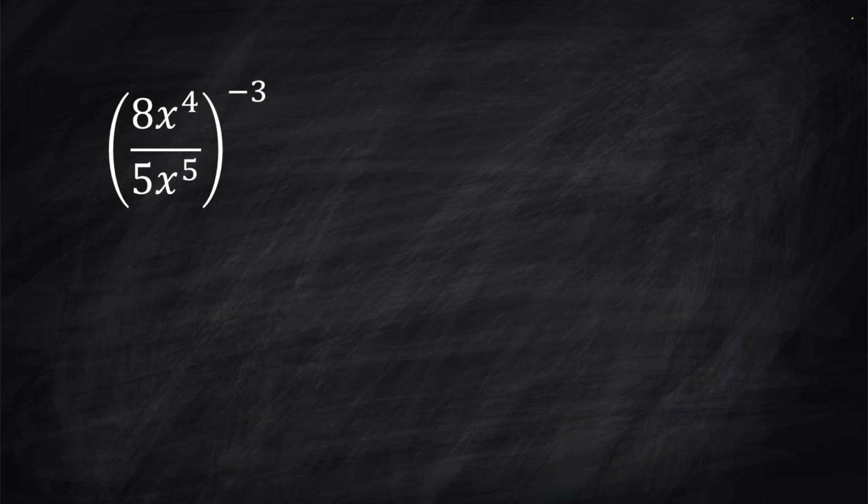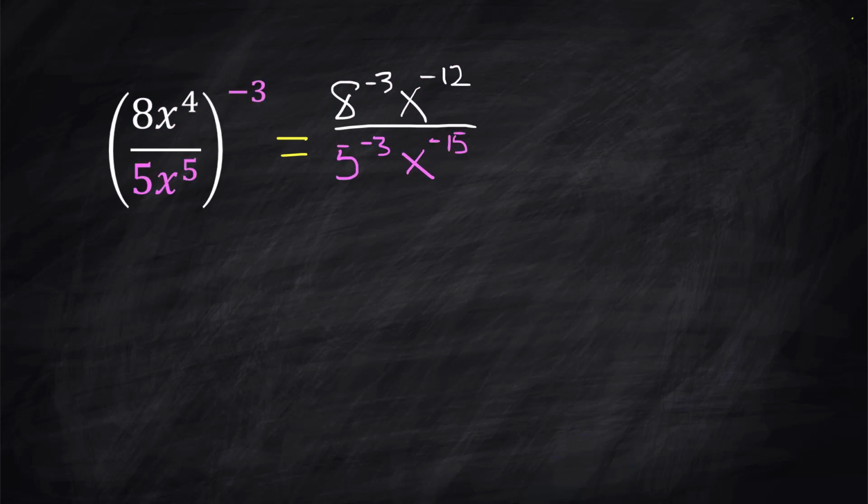When you have a power raised to a power, like the whole thing is being raised to an exponent of negative 3, you can apply that negative 3 first to everything that's on the inside if that's what you'd like to do. So it becomes 8 to the negative 3, x to the 4 times negative 3, so it'd be x to the negative 12. Down below you have 5 to the negative 3, and then x to the 5 times negative 3, which would be negative 15th. All those negative exponents get turned into fractions.